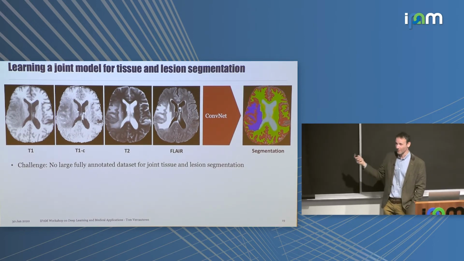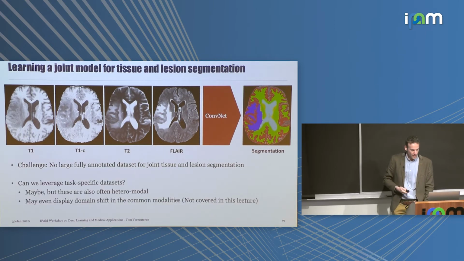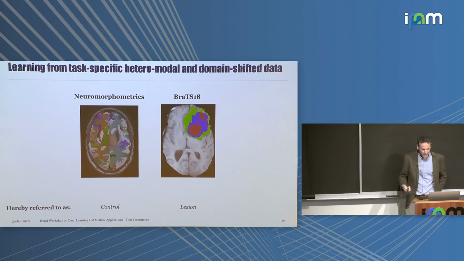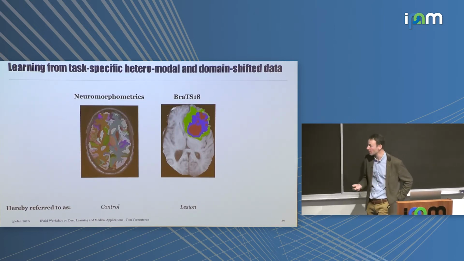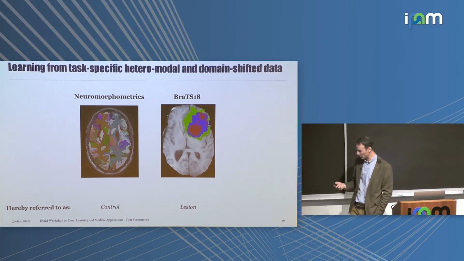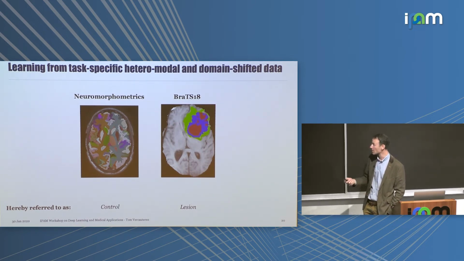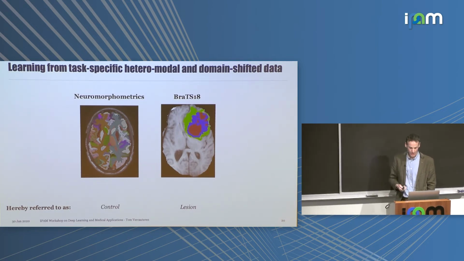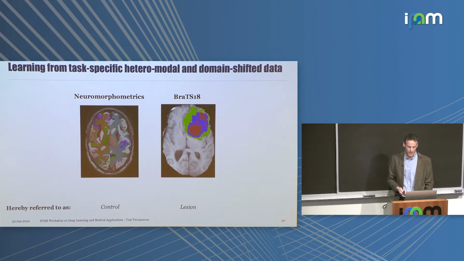The challenge is that we don't have any ground truth for this sort of joint task. But we do have ground truth or training data sets for each of the individual tasks. So can we leverage that? This shows some of these individual tasks. We start from the neuromorphometrics data sets that give access to brain anatomy for healthy patients. And we use the BRATS data sets for tumor segmentation in patients. We'll call that the lesion data set just for generalization.